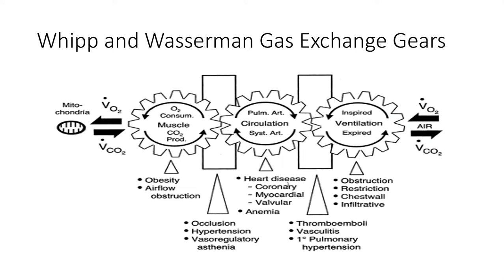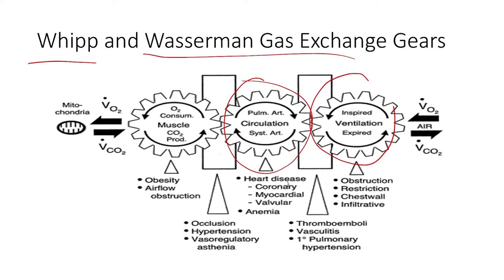Another thing to focus on, and you'll see this in a ton of lectures that we cover, is the Whipp and Wasserman gas exchange gears. I think this is probably the most simplified, but also elegant model that describes the dynamic interplay between the circulatory system, the ventilatory system, which we'll cover later on, and the peripheral muscle system. These all work together in synchrony to produce human movement, which we look at as a byproduct here of oxygen uptake.